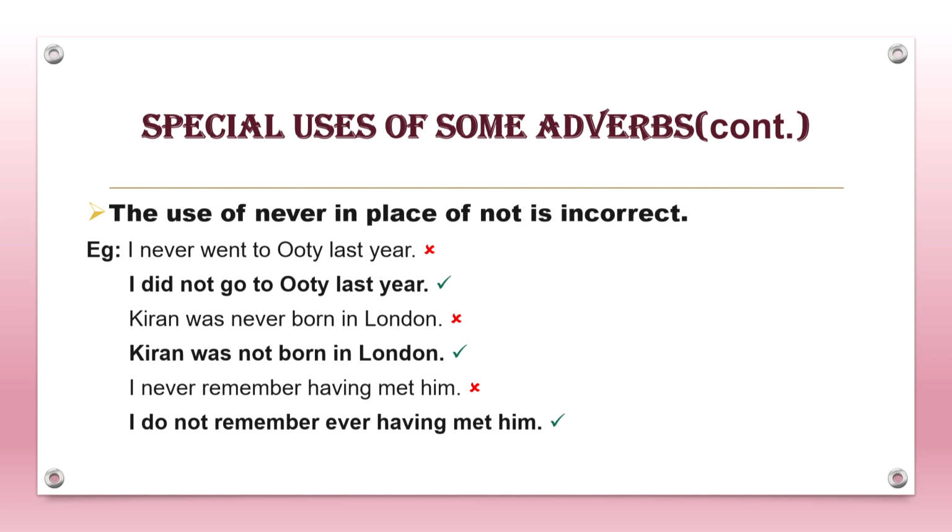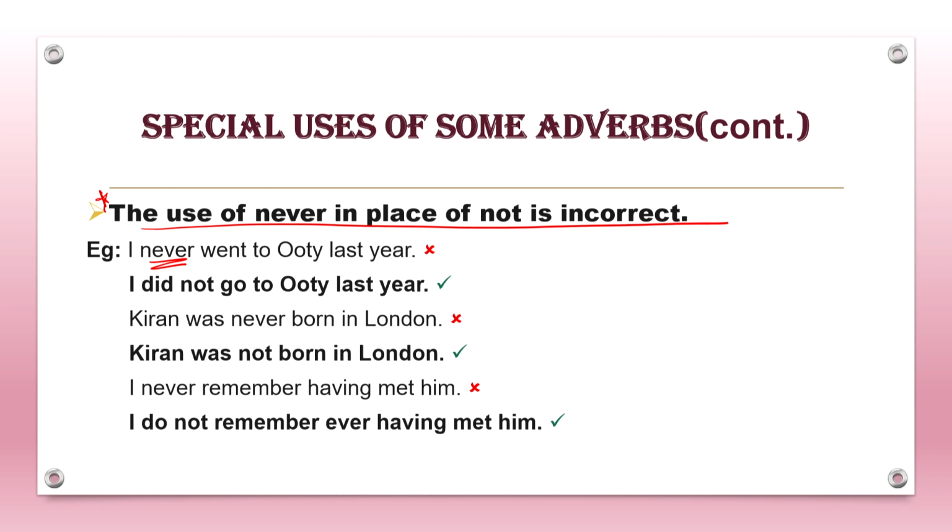Now, here is the next rule: the use of never in place of not is incorrect. This is also important. Let us take an example. I never went to Ooty last year. This sentence is incorrect. The correct sentence would be I did not go to Ooty last year.